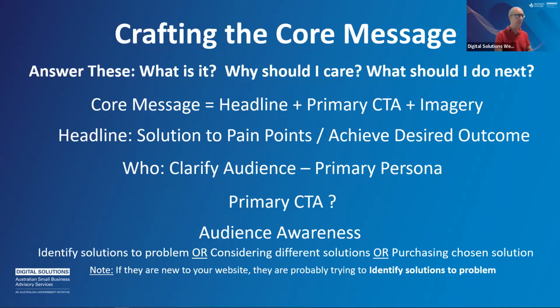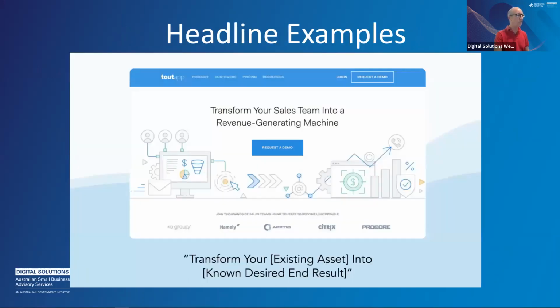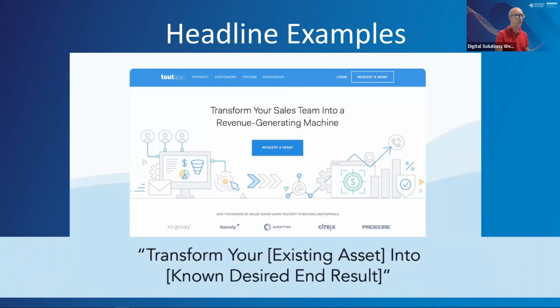So given that and keeping that in mind, let's look at some potential headlines you could craft that's going to maybe add to that core message. I'm using some real examples here, and I just want to show you how these headlines have been generated. Transform your sales team into a revenue generating machine. What they've said here is transform your existing asset into a known desired end result. If you know your persona, you know what they're trying to achieve, you maybe know what their existing asset or their pain point might be, and you can turn that into a headline.